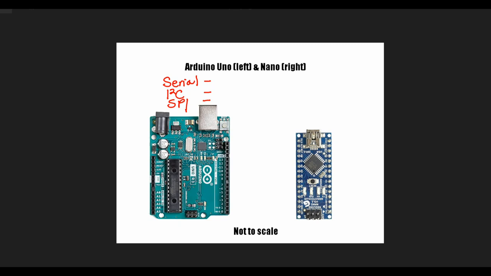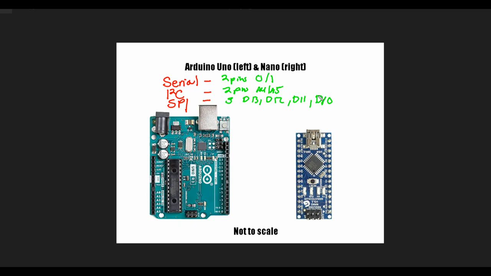Okay, so to review this really fast, we have our serial interface, which uses 2 pins, 0 and 1. We have I2C, which uses 2 pins, A4 and A5. Then we have SPI, which uses a minimum of 5 pins, including D13, D12, D11, and D10.